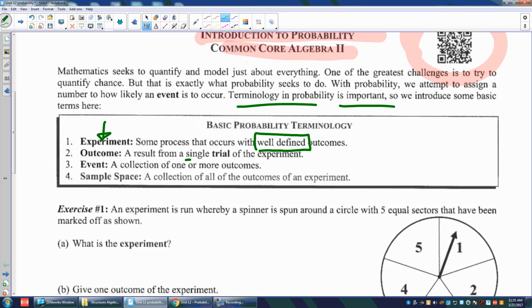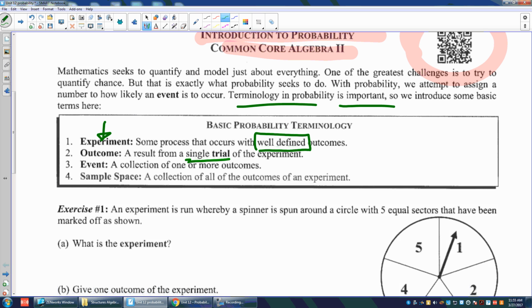With a scientific experiment, you might not know what the outcome is, but you have a hypothesis about it. With a mathematical experiment, we know what the outcomes are going to be. What is an outcome? A result from a single trial. So I roll the dice and a five comes out. That's an outcome.